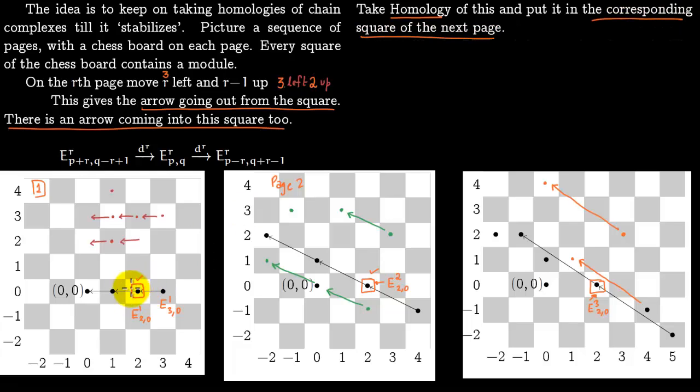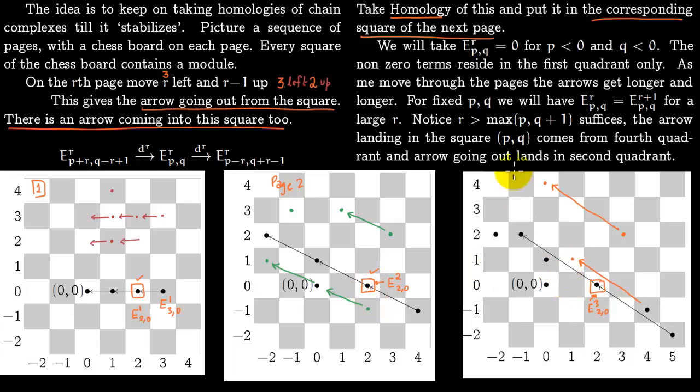So you compute homology here for your chain complex: kernel of the arrow going out over image of the arrow coming in. So kernel of the arrow going out over image of the arrow coming in, put it on the next page here, and so on. So the idea is, what you do is you take only the first quadrant.